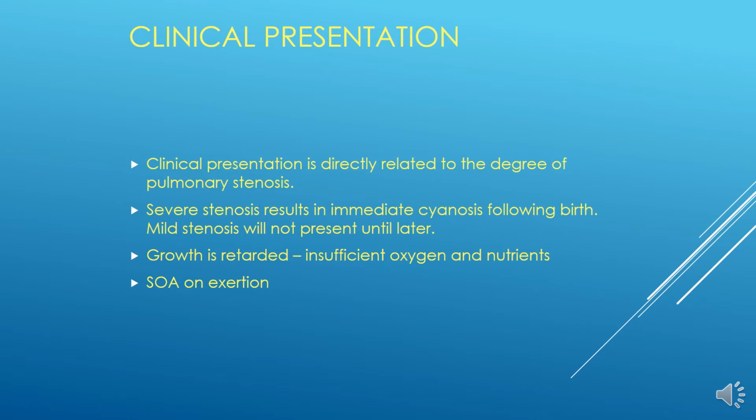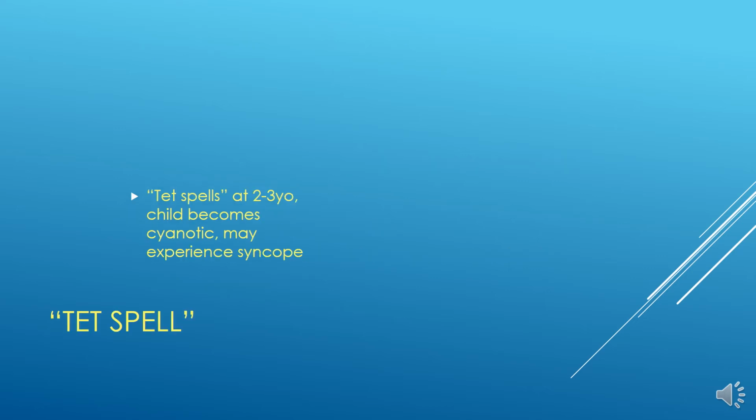The clinical presentation is directly related to the degree of pulmonary stenosis. Severe stenosis results in immediate cyanosis following birth. Mild stenosis will not present until later. Growth is retarded due to insufficient oxygen, and there is shortness of breath on exertion. And in the tet spells, the child can become cyanotic and may experience syncope.